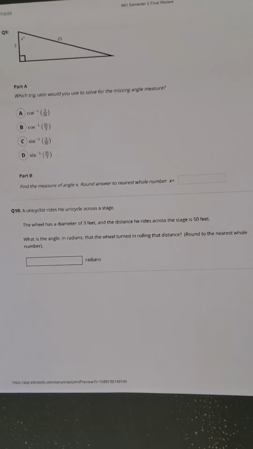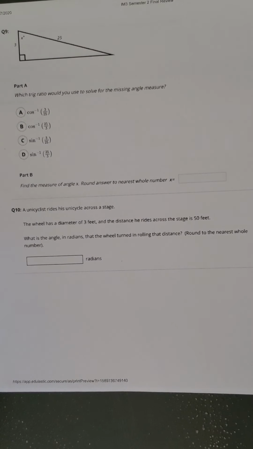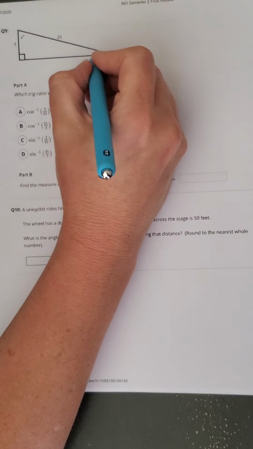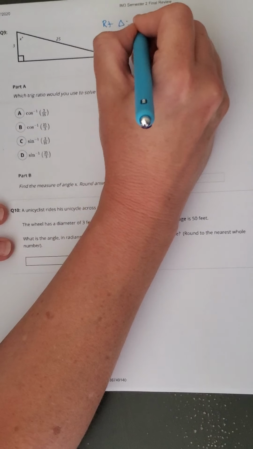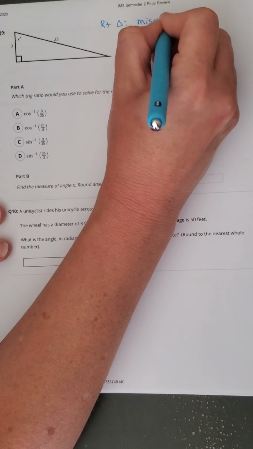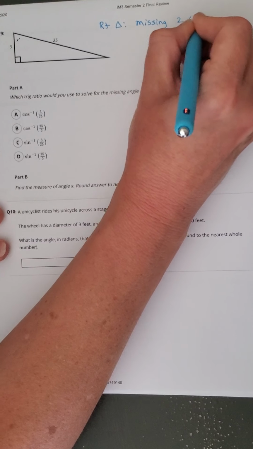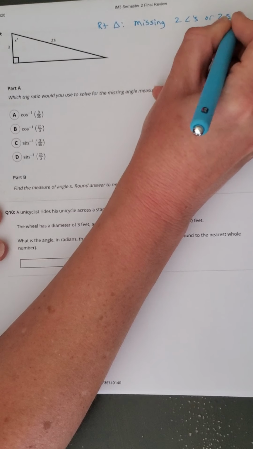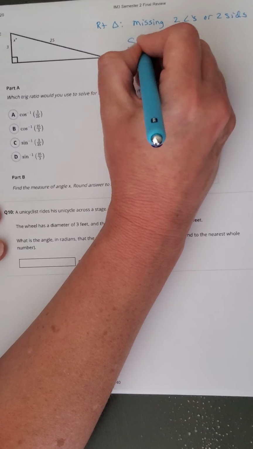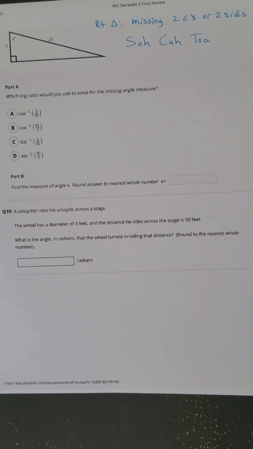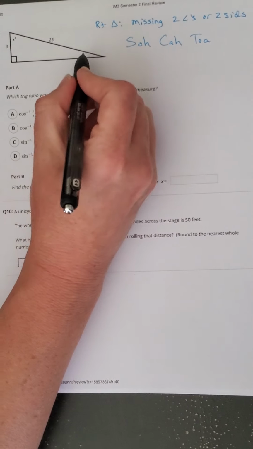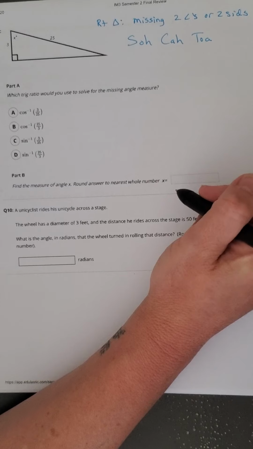So whenever you're missing more than one angle or more than one side of a right triangle, so you have a right triangle and you're missing either two angles or two sides, you're going to use trig. So, SOH CAH TOA. All right, and I am missing both angles, so I'm going to have to use trig.